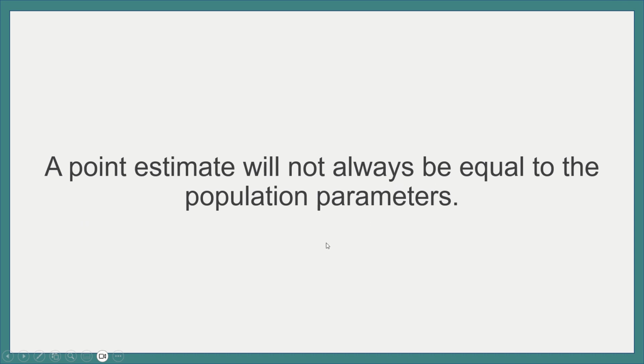to the population parameter. So for example, if we have our sample mean which estimates the population mean, we know that our sample mean will not always be equal to the population mean. So sometimes it can be equal to the population mean, sometimes our sample mean can be greater than the population mean, sometimes our sample mean can be less than the population mean, and vice versa.